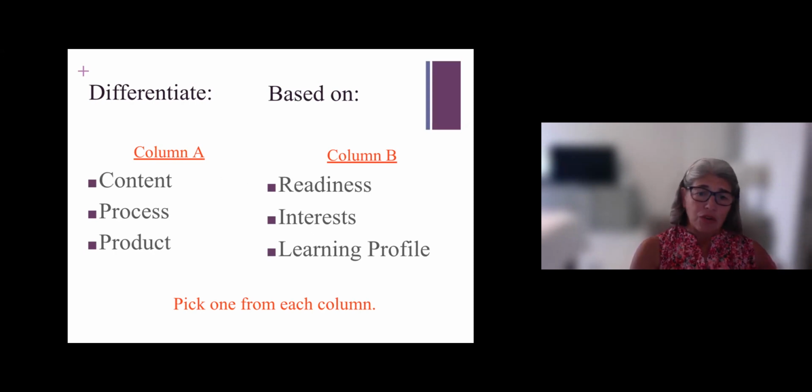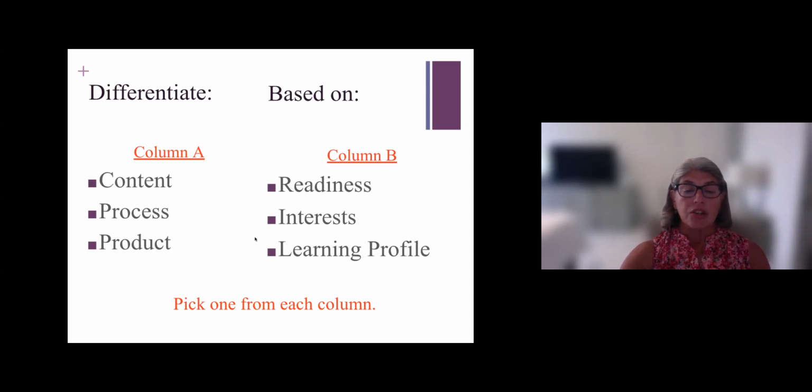But based on some students who are just ready to learn that, and some students who already know what I'm about to teach, I could give them a different activity based on readiness. Or I could choose something based on interest. So I could change a product of how they're going to demonstrate this. And I can say, okay, we're learning about, I don't know, density or something. Say it's science and we're learning about density. So I want you to demonstrate your understanding of density.